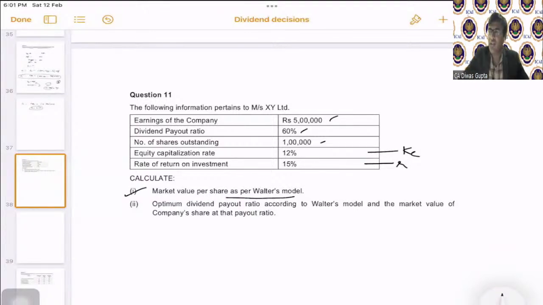So students, we have already studied the Walters model, how to calculate the market price as per the Walters model.